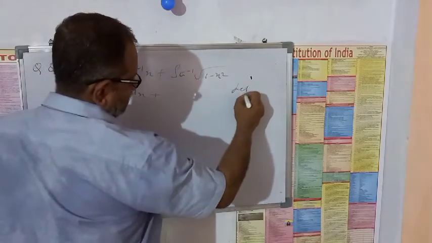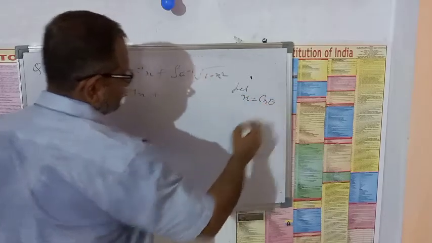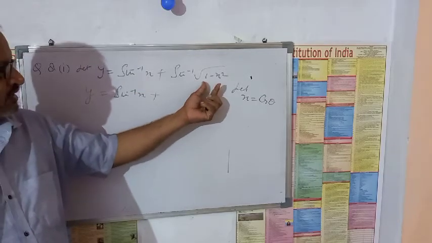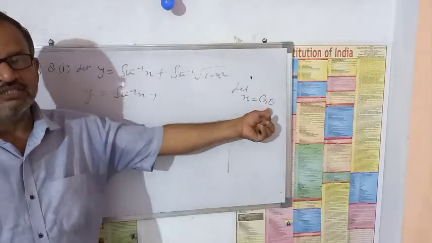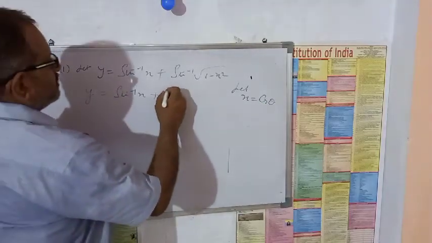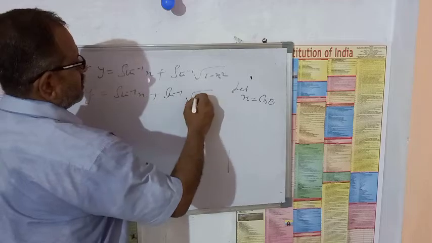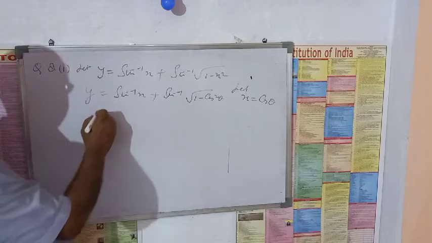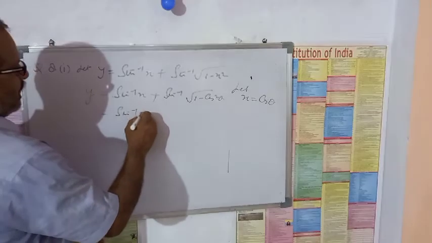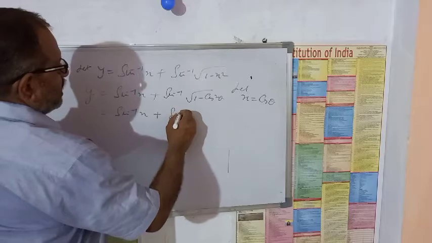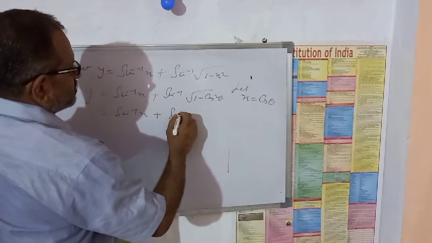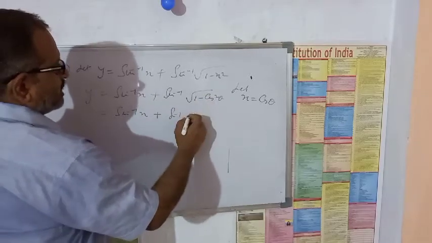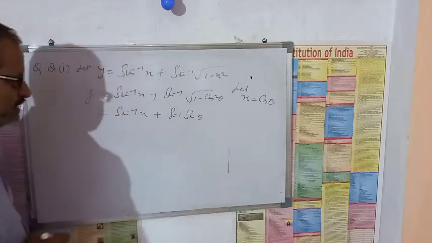Let x is equal to cos theta. We will not put here x. For sine inverse under root 1 minus x square, we have supposed x is equal to cos theta. So it will be sine inverse under root 1 minus cos square theta. 1 minus cos square theta is sine square theta. When we take square root, it will be sine theta.